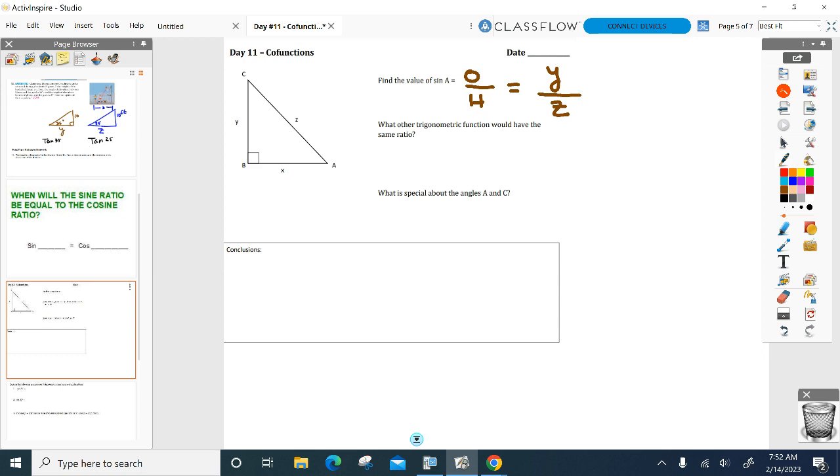Now I'm going to challenge you. You can do it by yourself or talk to people around you. Can you find me another trig function, meaning cosine or tangent, that's also equal to Y over Z? Let's go. Try it out, because there is an answer. It's not impossible. The answer is not no solution. Find me something else that equals Y over Z.